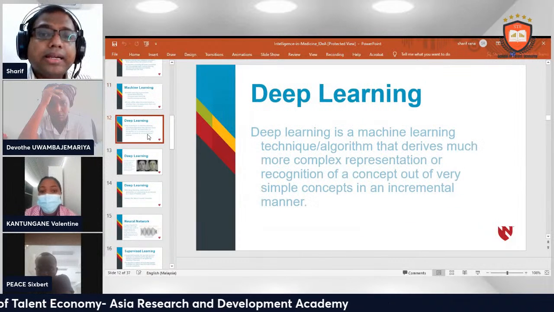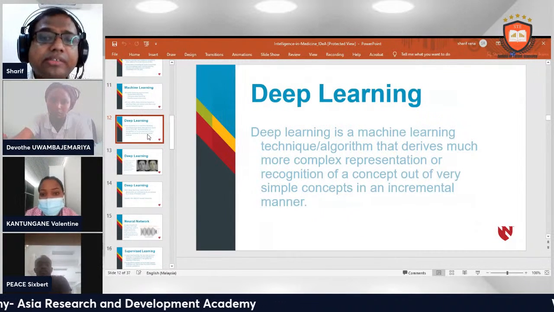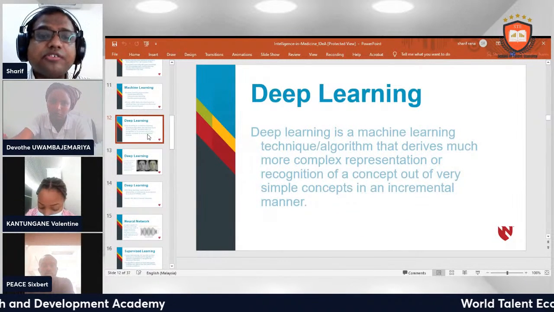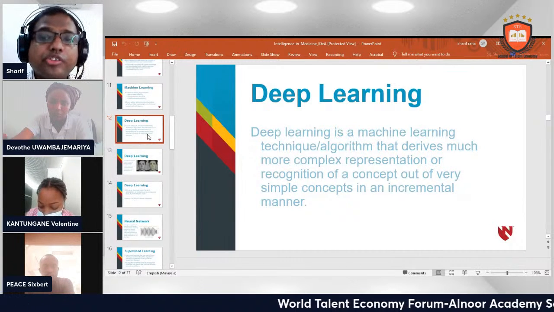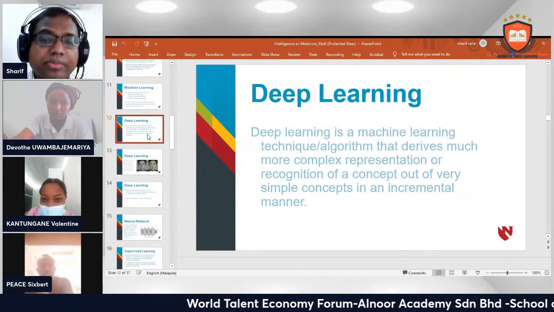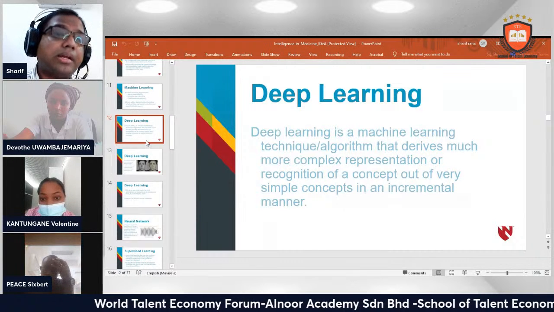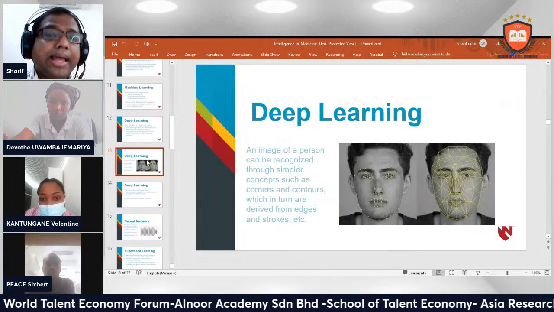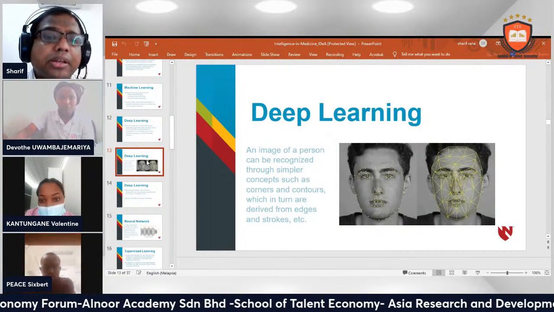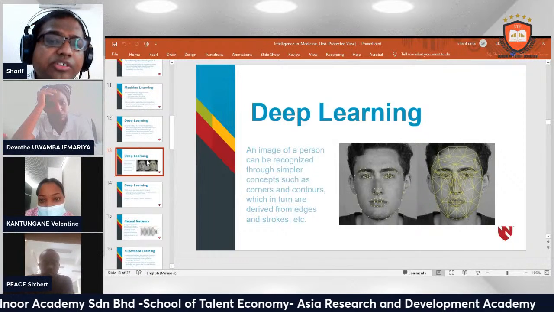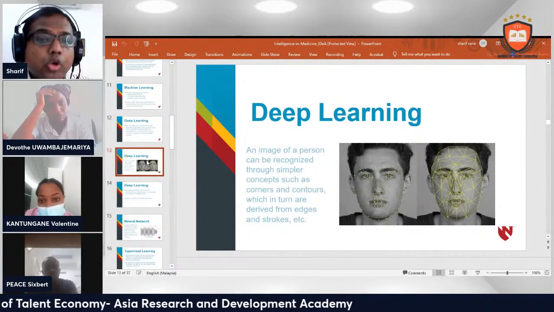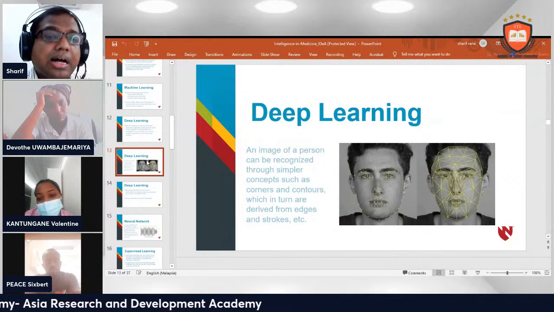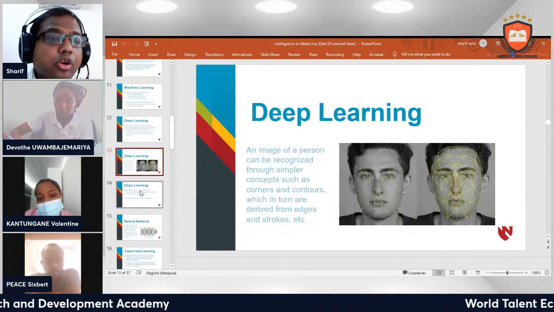Deep learning. Deep learning is a machine learning technique or algorithm that derives much more complex representations or recognition of a concept out of very simple concepts in an incremental manner. So what is deep learning? An image of a person can be recognized through simpler concepts such as corners or contours, which in turn are derived from edges and strokes, etc.